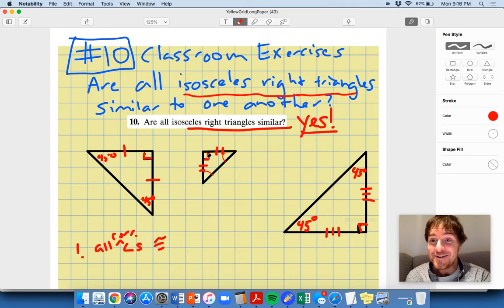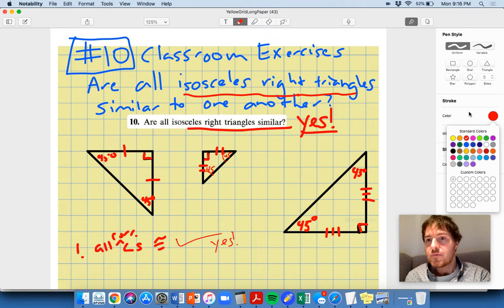So if this is 90 degrees and the acute angles of a right triangle are complementary, they got to add to 90 and they're the same. And what's 90 divided by 2? 90 divided by 2 is 45. Okay, so that knocks this one off. Are all the corresponding angles congruent? Yes, they are.